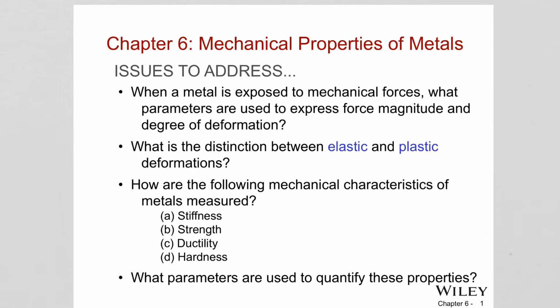When we say mechanical properties, these are stiffness, strength, ductility, and hardness. And how are all those measured? Different types of tests are used to measure these properties. So which parameters are actually used to quantify these? When we say ductility, which parameter are we going to use to say the material is ductile or not?